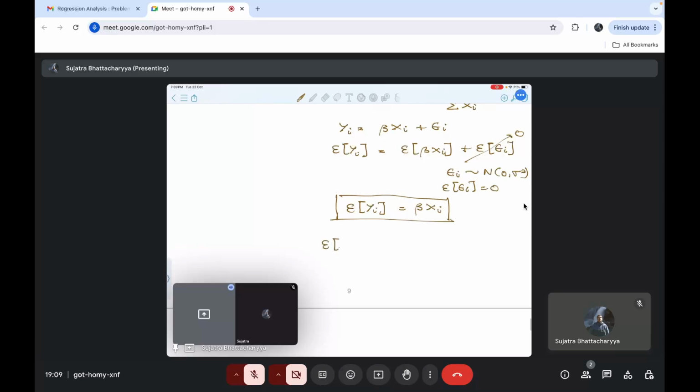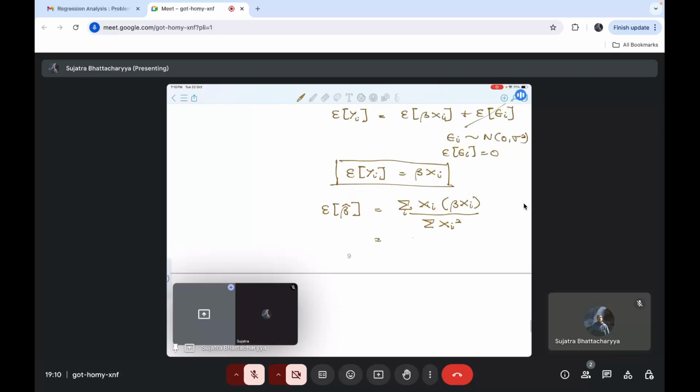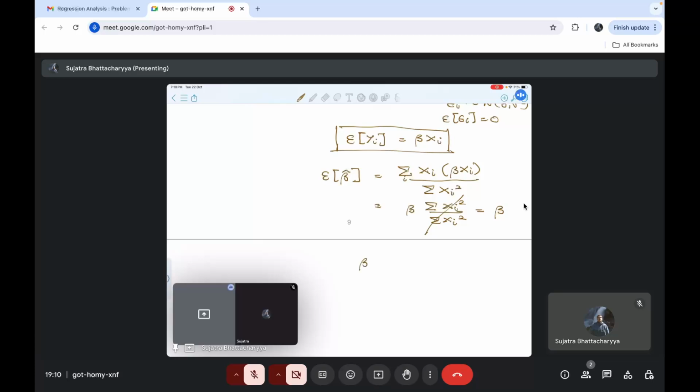Put this in the main equation. So E of beta hat becomes summation xi, and E of yi can be written as beta xi, in the denominator summation xi square. Beta can be taken outside, so this is summation xi square divided by summation xi square. Cancel this, and what you get is beta. So E of beta hat is beta. What does that represent? That beta hat is an unbiased estimator of beta. Right? This is done.